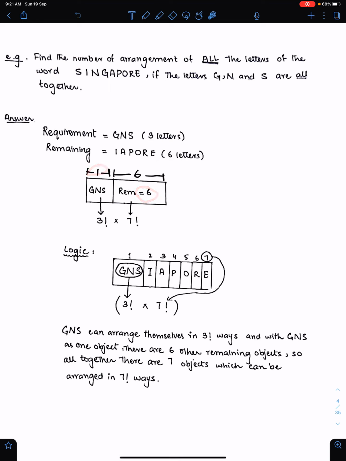So altogether we have 7 objects, so it should be 7 factorial. 6 plus 1 makes 7. This is the logic of this 7 thing. See, remaining objects are 6. So 1, 2, 3, 4, 5, 6. We have 6 blocks here, or 6 boxes here, and this is 1 box. So altogether we have 7 boxes, and all objects can arrange themselves in any of these 7 boxes. So that is why we have 7 factorial here.